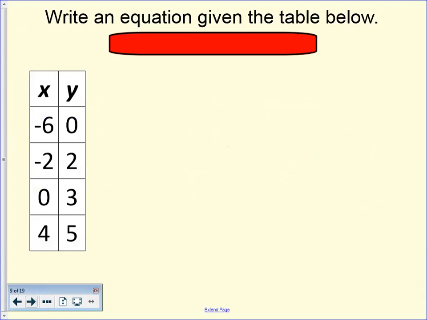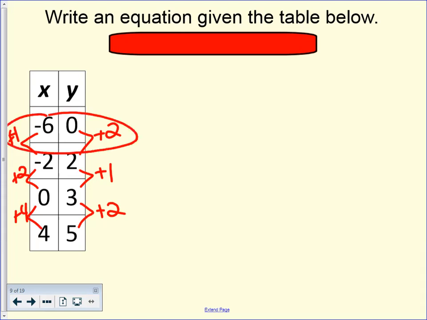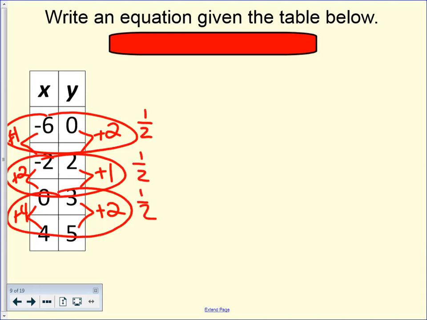All right, so this time we're going to do it from a table. Write your equation given the table. Again, go ahead and try it in point slope form. So I see +2, I see +1, I see +2. My slope looks like it's changing. Let's see what it is on the other side. I got +4, I got +2, I see +4. Different numbers, but notice when I put the numbers together, doing my y's over x's, all three of them turn to 1/2. So my slope is 1/2.